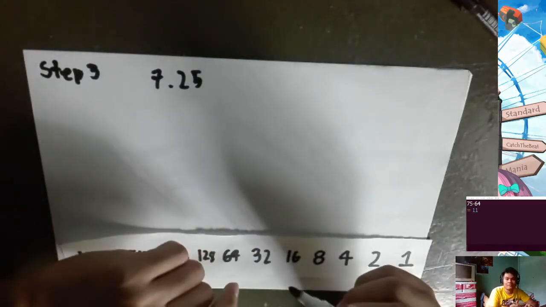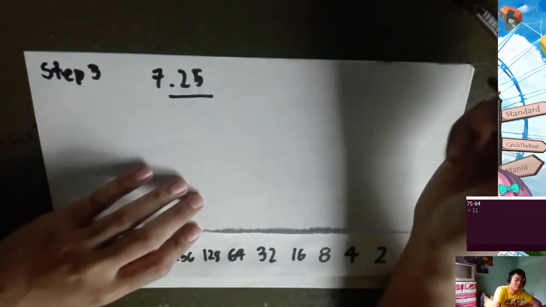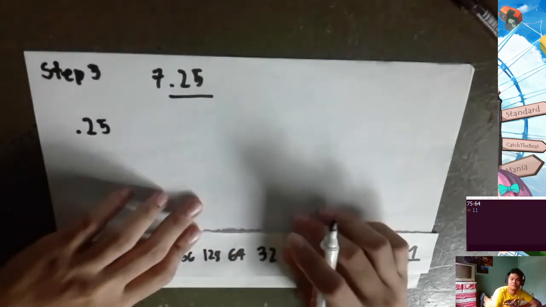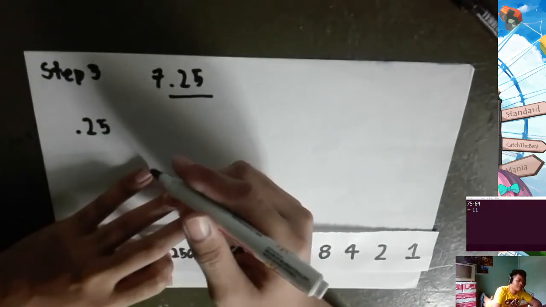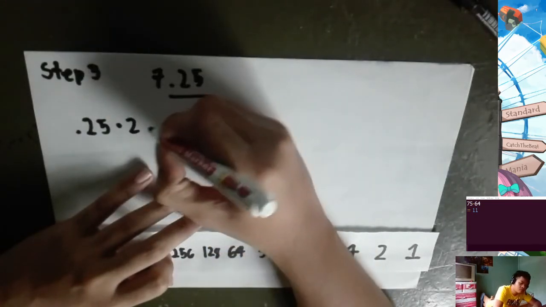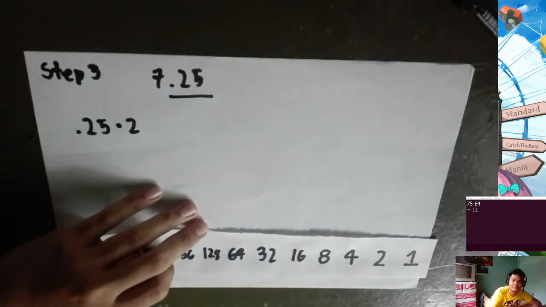So the very first step is to take our decimal number, which is 0.25. Let me just write that down first. So in this step, we need to multiply our decimal number by 2 until we reach the number 0. So if we multiply 0.25 by 2, let me use my calculator just to make sure.